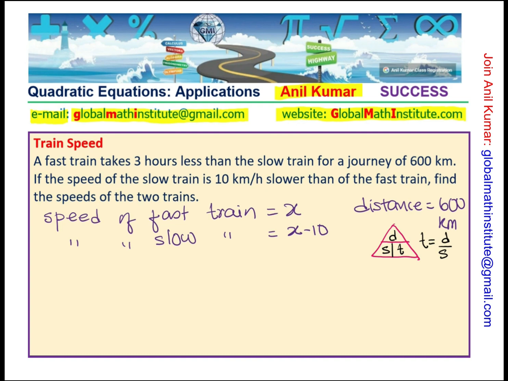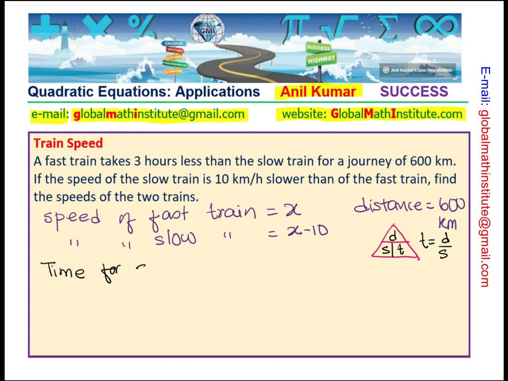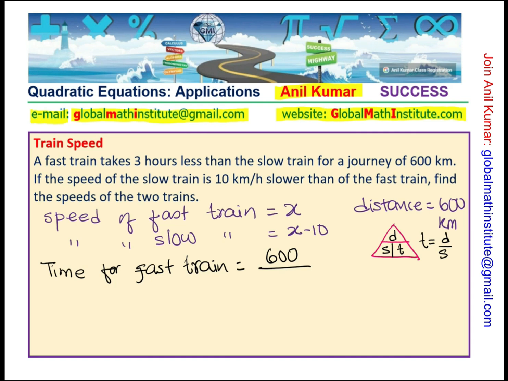So we are saying that the train takes lesser time, right? Of course, it will take lesser time for the same distance. So what is the time taken by the fast train? So time for fast train. The distance is 600 kilometers and the speed of the fast train is x.